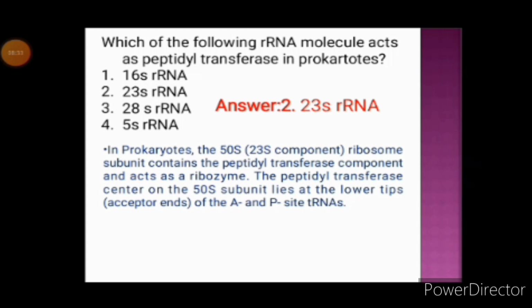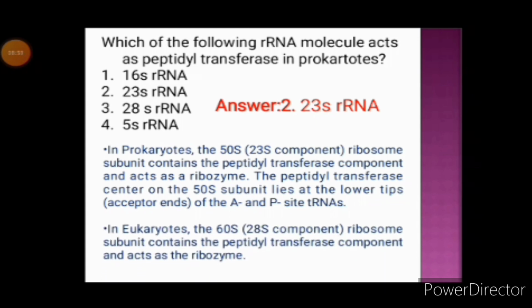In prokaryotes, the 50S ribosome subunit contains the peptidyl transferase component and acts as a ribozyme. This 50S subunit's 23S component has the peptidyl transferase activity. The peptidyl transferase center on the 50S subunit lies at the lower tips, that is, the acceptor ends of the A and P site tRNAs. Whereas in eukaryotes, the 60S ribosome subunit contains the peptidyl transferase component and acts as a ribozyme.